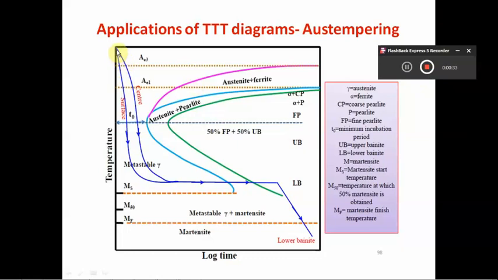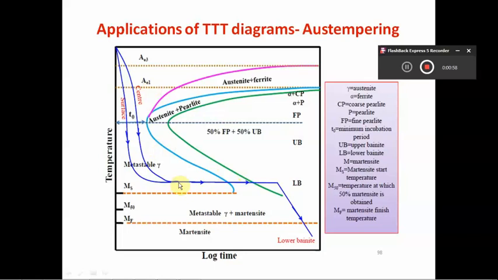Here it is initially austenitized and it is then transformed into a bainitic structure. The cooling sequence for Austempering is superimposed on the TTT diagram as shown in this figure. In general, austenite is transformed into either pearlite or martensite depending upon the conventional heat treatment process involving continuous cooling.